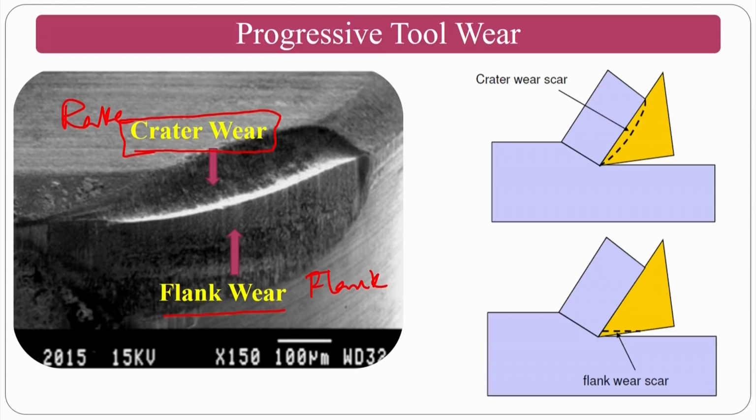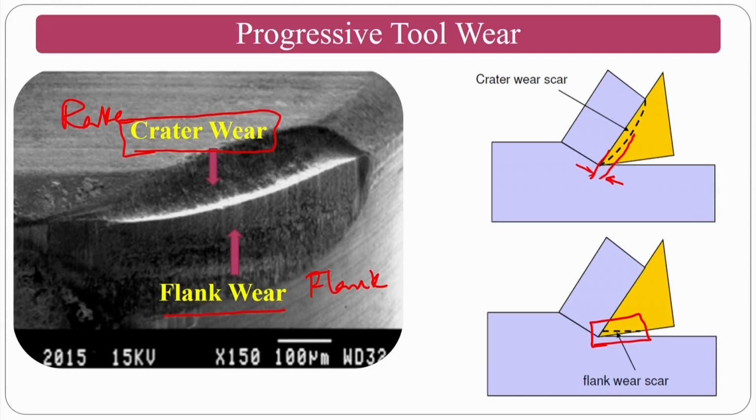Crater wear is normally represented in terms of crater wear depth, and flank wear is normally represented by the flank wear land, on the flank face. These are the two wears commonly observed in machining processes.